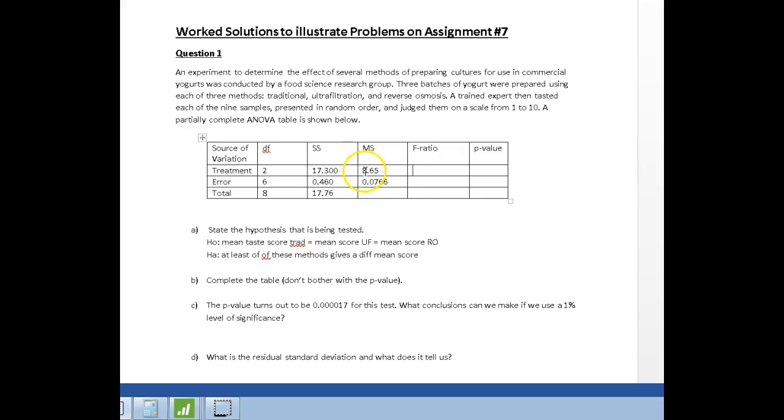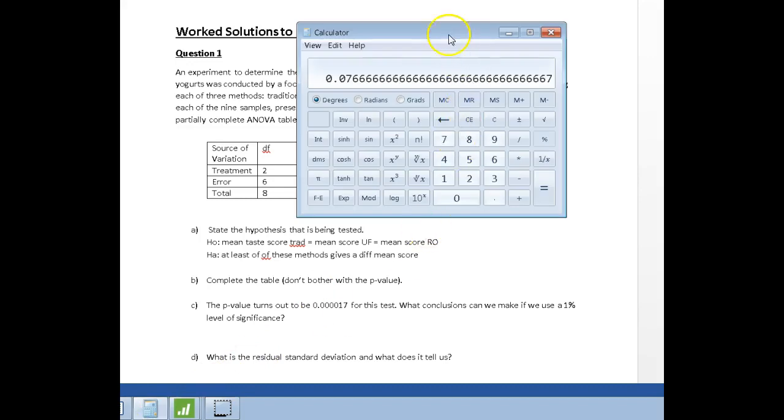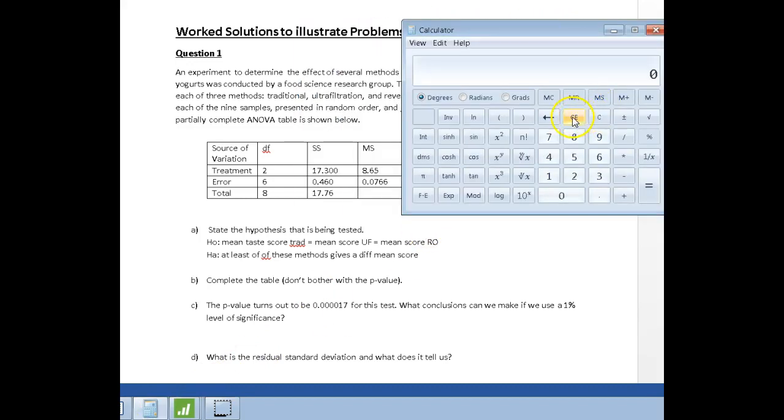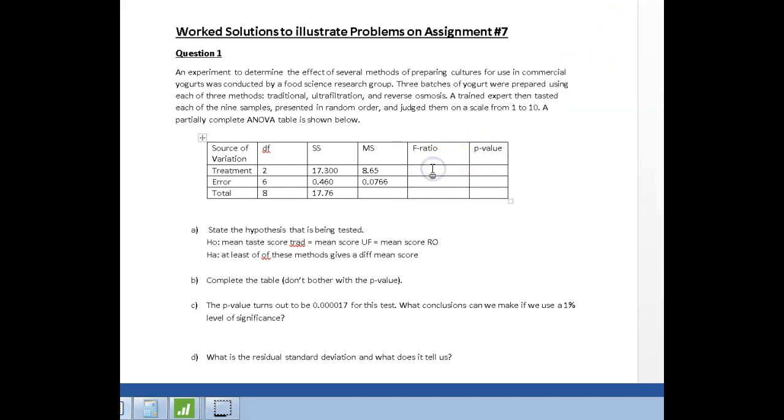Alright, your F ratio is always the MST divided by the MSE. By the look of it, it's going to be a fairly large number. We got 8.65 divided by 0.07666666, whatever. And I get a whopping 102.8. That's humongous. There should be no doubt that my p-value is 0.